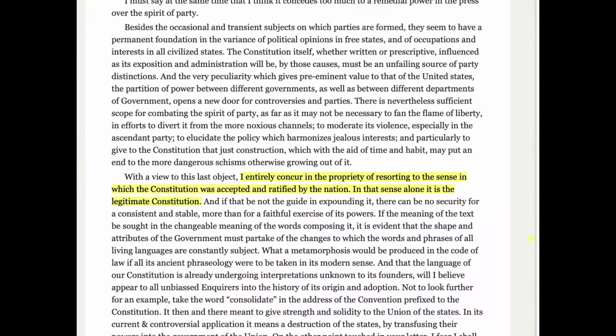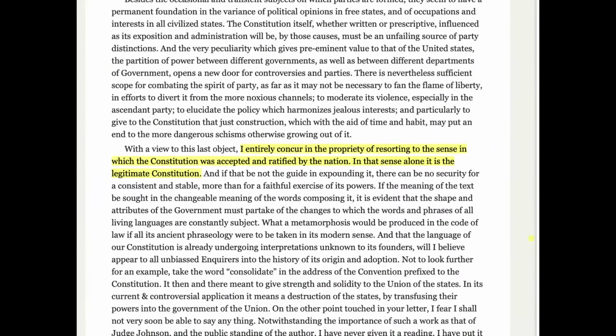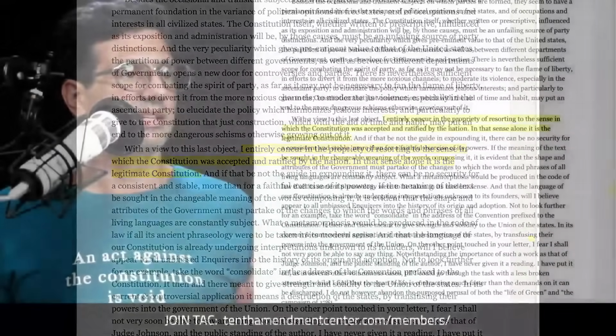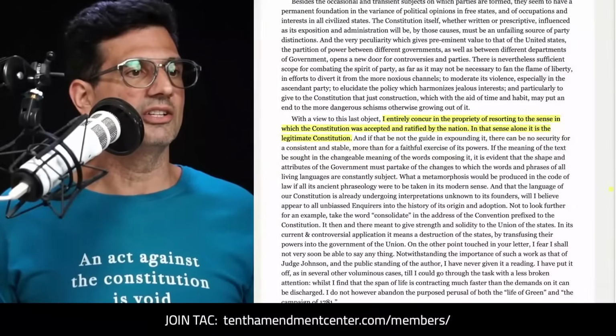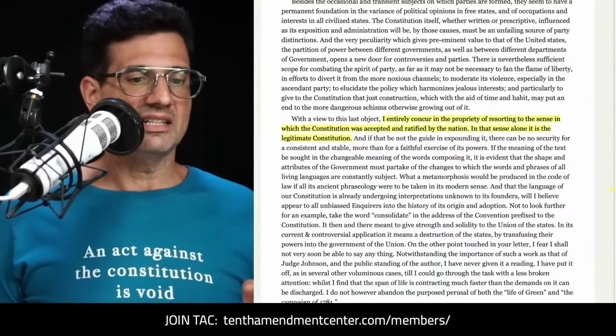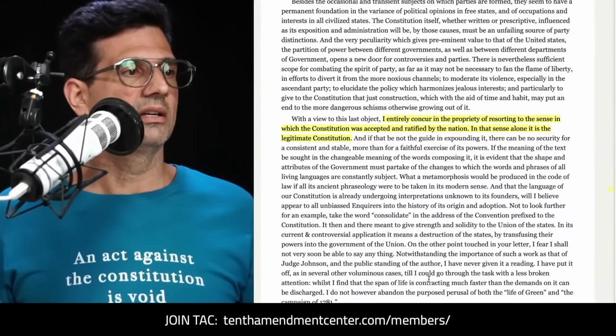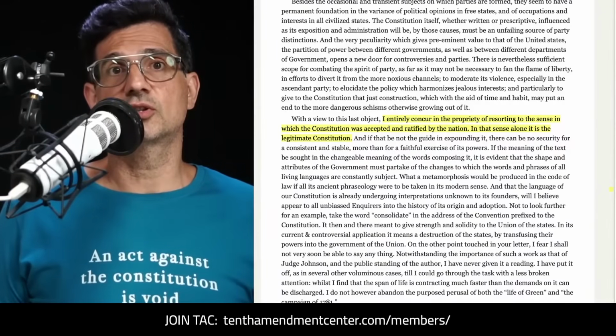Instead, the important part is we have to look to the ratification debates to understand the meaning of the Constitution, because those are the people who gave it legal force. And that's just how the father of the Constitution put it in a letter to Henry Lee. He said, "I entirely concur in the propriety of resorting to the sense in which the Constitution was accepted and ratified by the nation. In that sense alone, it is the legitimate Constitution."